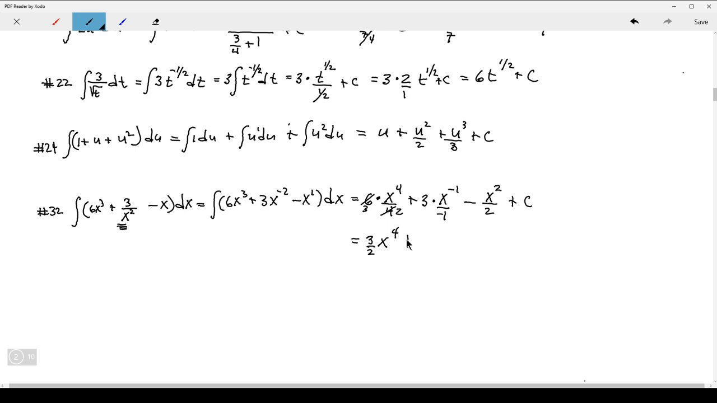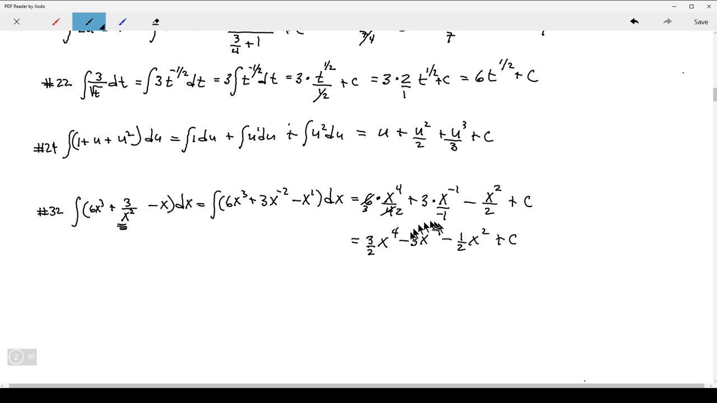Plus, actually minus, let's see if my eraser is going to work. Yes, okay. I have 3 over negative 1. So that's going to be minus 3x to the negative 1, minus, and now I can leave this as x squared over 2, or I can write 1/2 x squared, plus c. I would be happy with that.